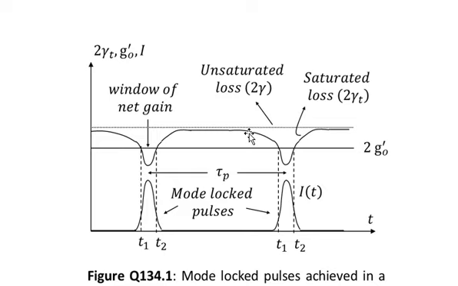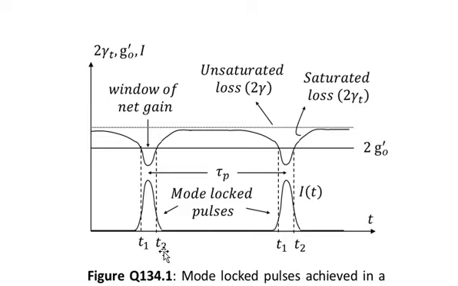Here, this part of the curve is the curve when the absorber is again unsaturated. And you see that it is very close to the unsaturated loss 2 gamma. But when the absorber gets saturated, you will see that a dip occurs in the loss, and the loss becomes smaller than the gain of the active medium. So when the absorber becomes saturated, the loss it presents becomes smaller. And when the loss becomes smaller than the gain of the active medium, then of course a pulse will grow. That is, a pulse will appear in the time T1 to T2.